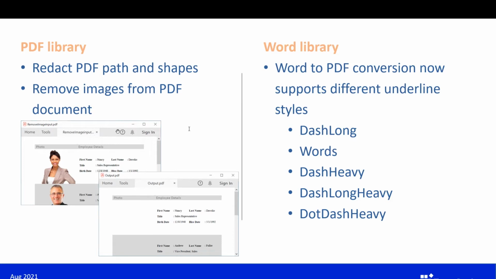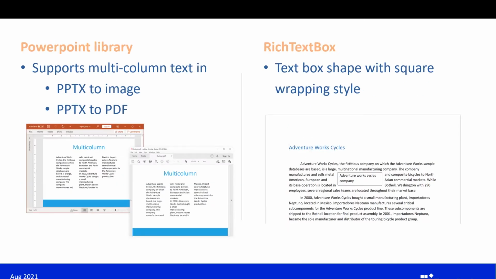And in the Word library, in Word to PDF conversion, we now preserve the dash long style of underline, word style of underline; dash heavy, dash long heavy and dot dash heavy styles are now supported. The PowerPoint library now supports multi-column text in PowerPoint to image and PowerPoint to PDF conversions. Like I said in the UWP platform, the rich text box in WPF also supports this text box shape with square wrapping style. We would see a demo on it.